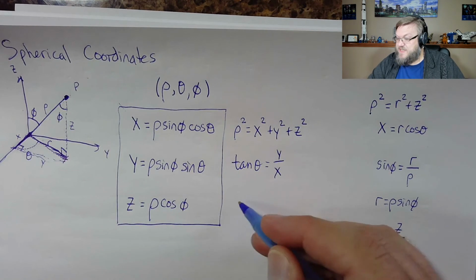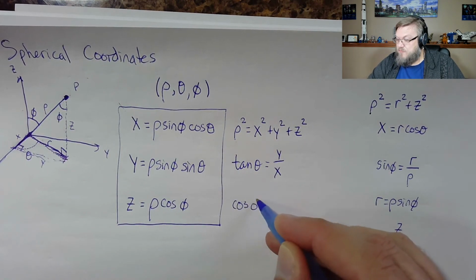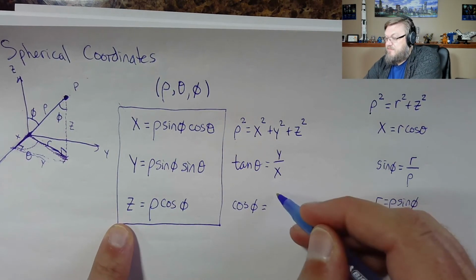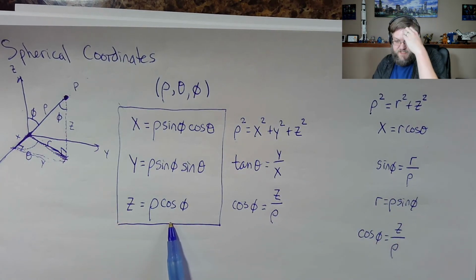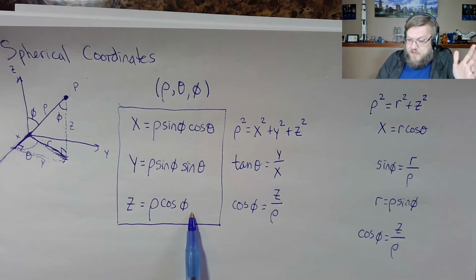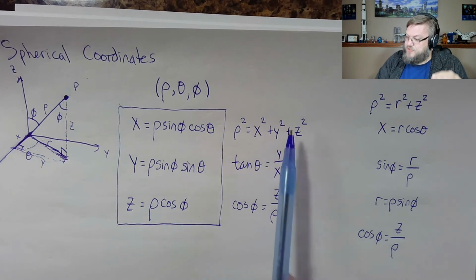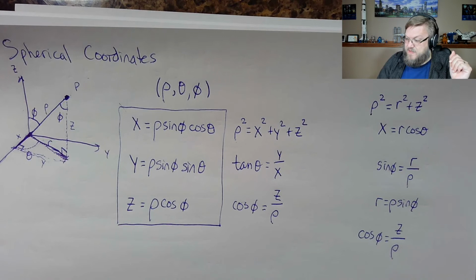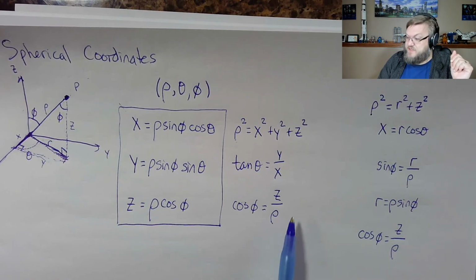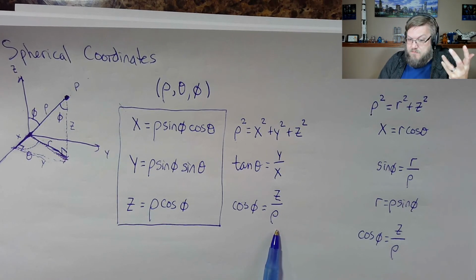Would you agree the easy way to say this would be that cosine of phi is z divided by rho, just by solving this for cosine of phi. Now, someone might balk at that. They might be like, wait a minute, there's only supposed to be x's, y's, and z's on the right-hand side, and you've cheated here. This is z divided by rho.